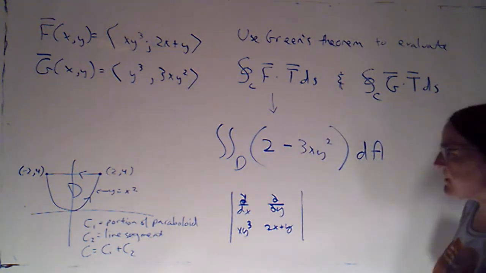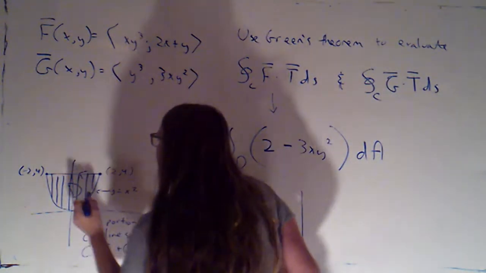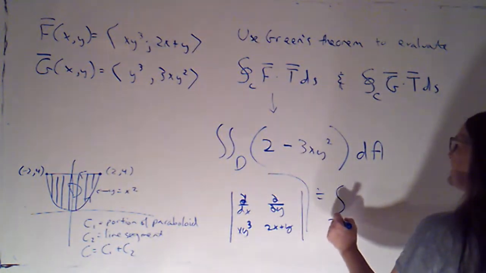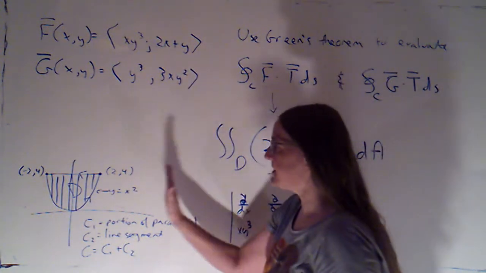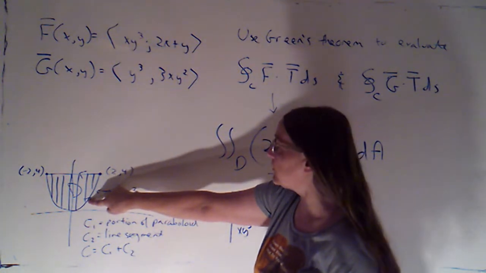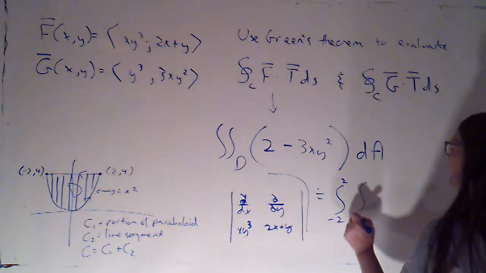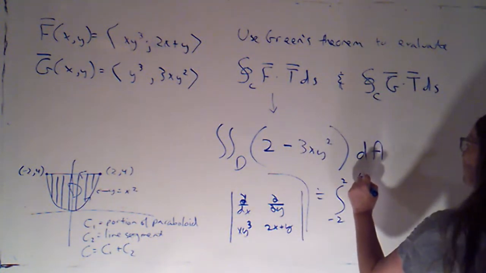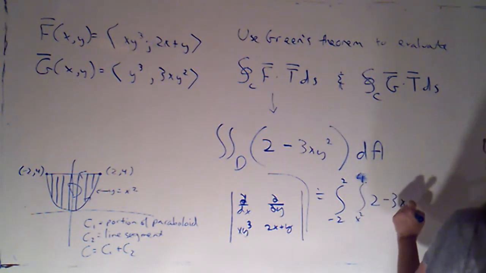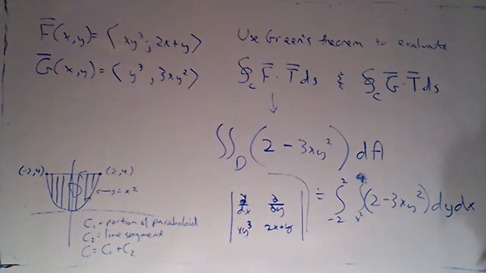All right, and then it looks like my region D, I think I'm going to choose to slice it this way, so I can then write that as an iterated integral. So this is going to equal the integral from negative 2 to 2, that's where I have slices, and then for each slice, my y value is going from the y value on the parabola, which is x squared, to the y value on the line, which is 4. And then we were integrating 2 minus 3x y squared. And that'll now be dy dx.